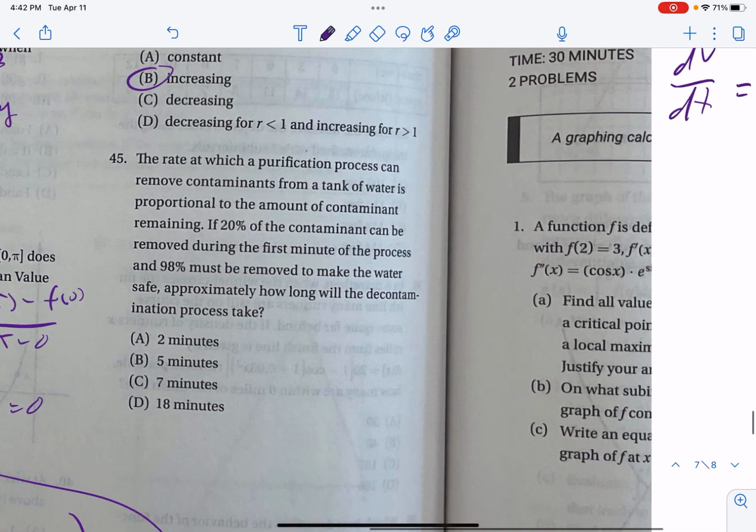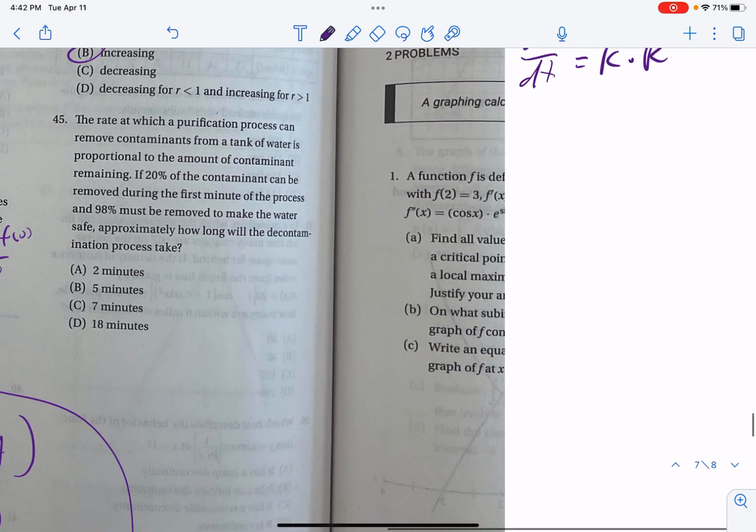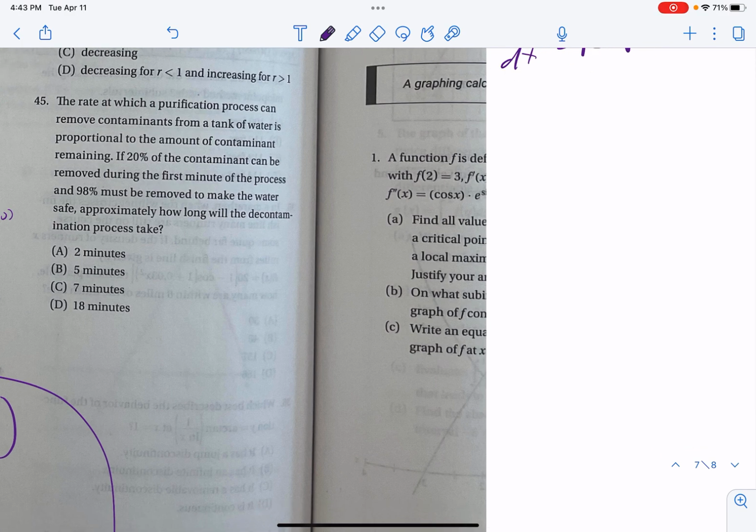Okay, and finally, just eyeballing this, it's not really something the AP would ask, but worth talking about. The rate at which the purification process can remove contaminants from a tank of water is proportional to the amount of contaminant remaining. So basically, the rate at which the contaminant changes is proportional to how much is left.